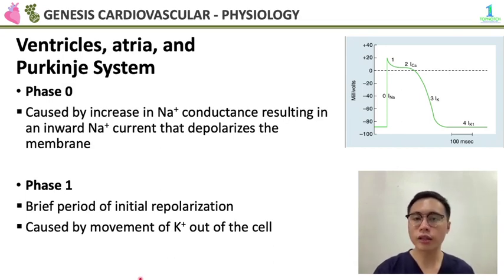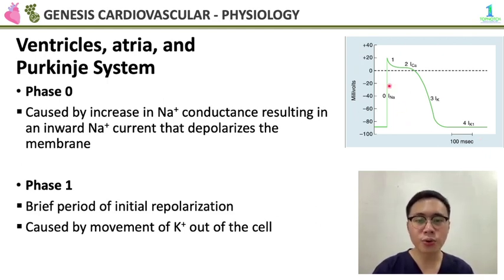So now let's look at the cardiac action potential as seen in the ventricles, the atria, and the Purkinje system. Focus your attention on the figure here. So you can see that there is a phase 0, phase 1, phase 2, phase 3, phase 4. Kompleto. So isa-isahin natin, no? What do those phases mean?